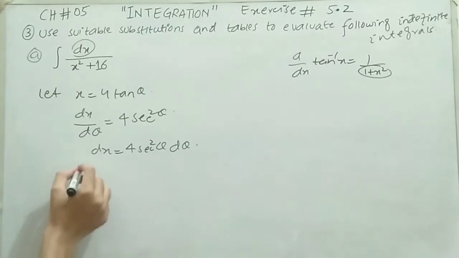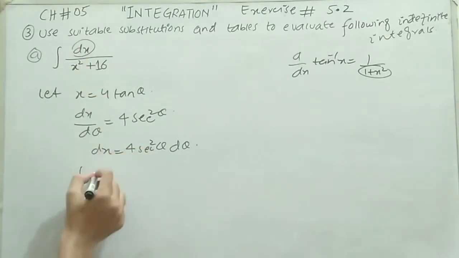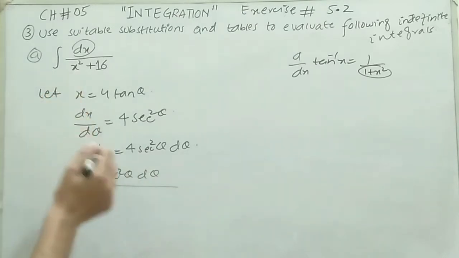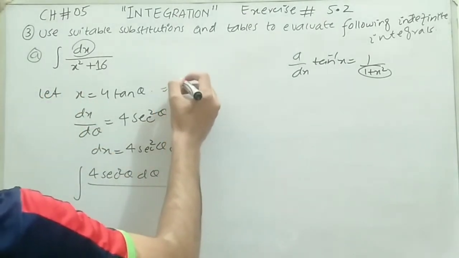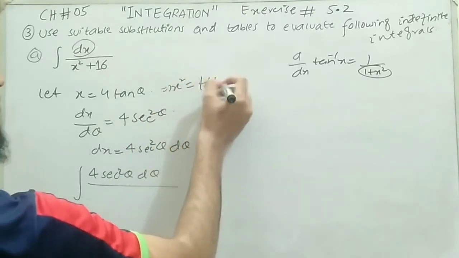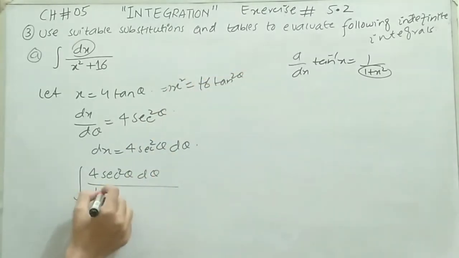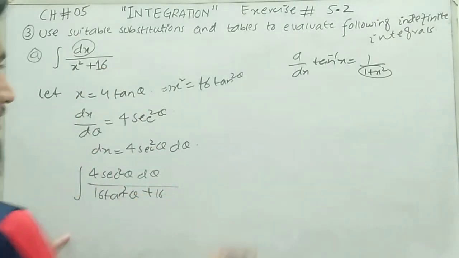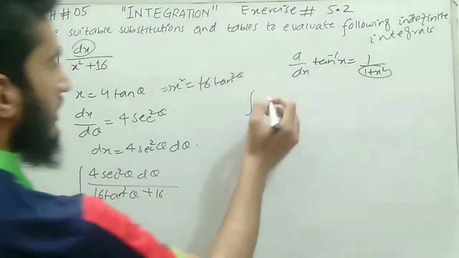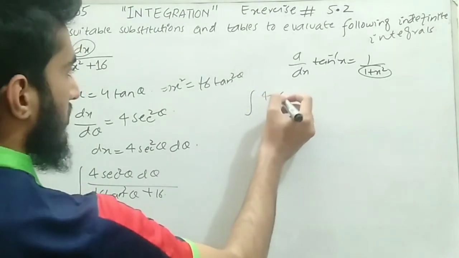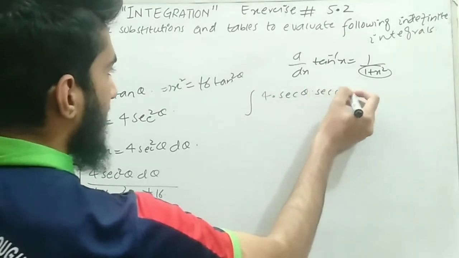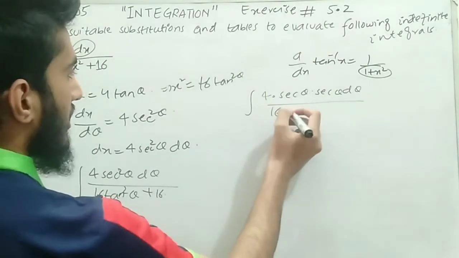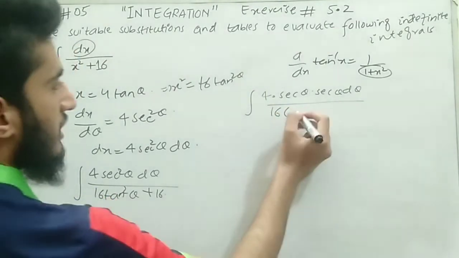Now putting the values in the given integral, the integral of dx, which is 4 secant square theta d theta, divided by x square. X is 4 tangent theta, so taking the square on both sides, x square is equal to 16 tangent square theta. So put 16 tangent square theta over here, and after this we have plus 16. Now it becomes the integral of 4 secant square theta, which can be written as 4 times secant theta dot secant theta d theta, divided by, if we take 16 common, inside we are left with 1 plus tangent square theta.